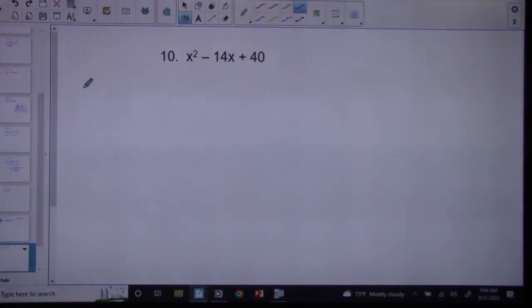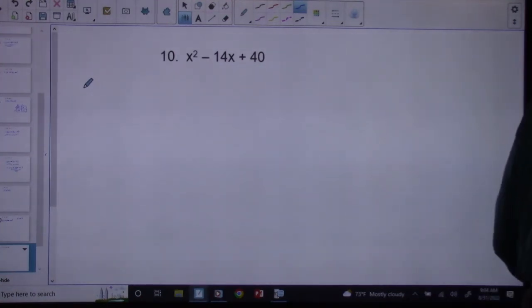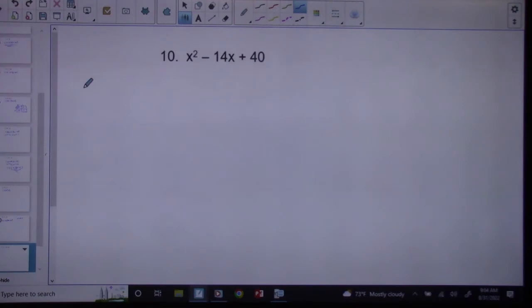I want you to look at this one, number 10. Let me know when you're ready.